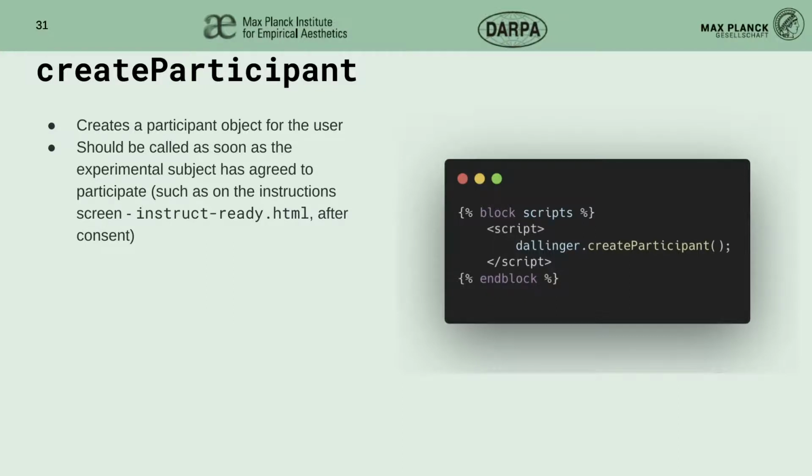Before this, the Dallinger database doesn't store any data about them. So make sure it's after the consent page and you're sure that the user's there. Definitely don't put it on the ad page, because if you put it on the ad page, then everyone who even looks at the task in Mechanical Turk will get a participant created for them.